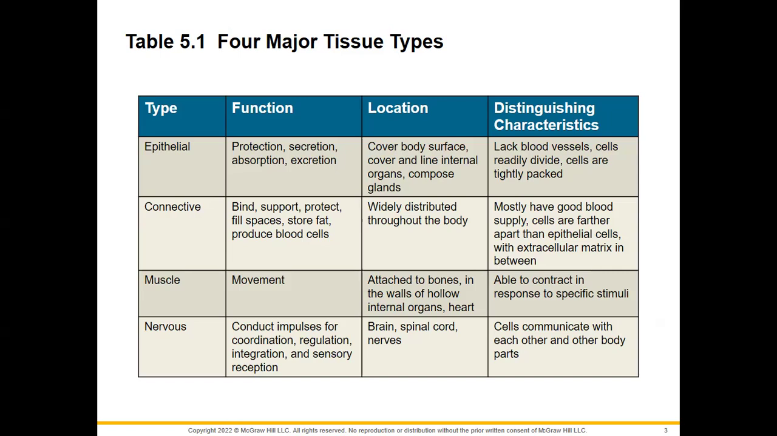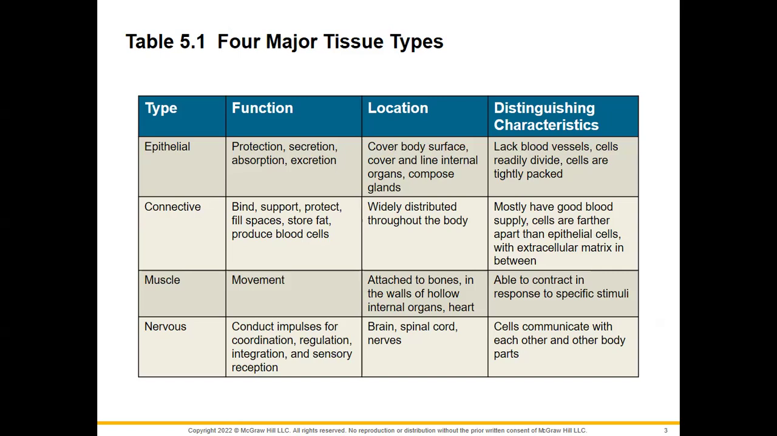The final type of tissue is the nervous tissue. Nervous tissue is responsible for conducting impulses for things like coordination, regulation of body functions, integration of different signals and responses to those signals. And it's responsible for sensory reception, meaning I'm able to receive information about what's going on in my internal and external environments so that if necessary, my body can do something about it.